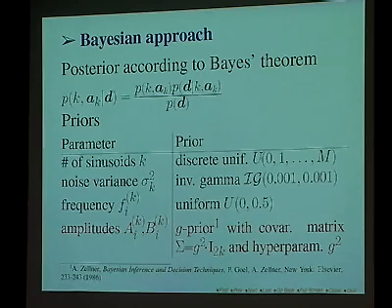Andrieu, in the 99 paper where he coded the Bayesian way to estimate a spectrum, used a proper covariance matrix here, but this is not feasible.